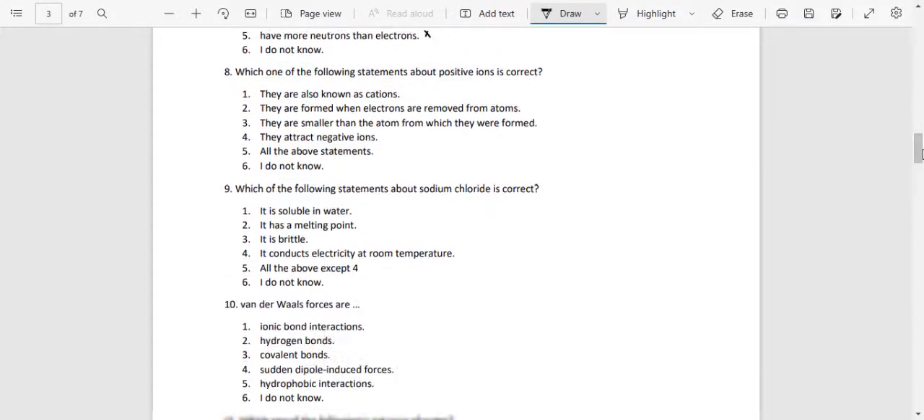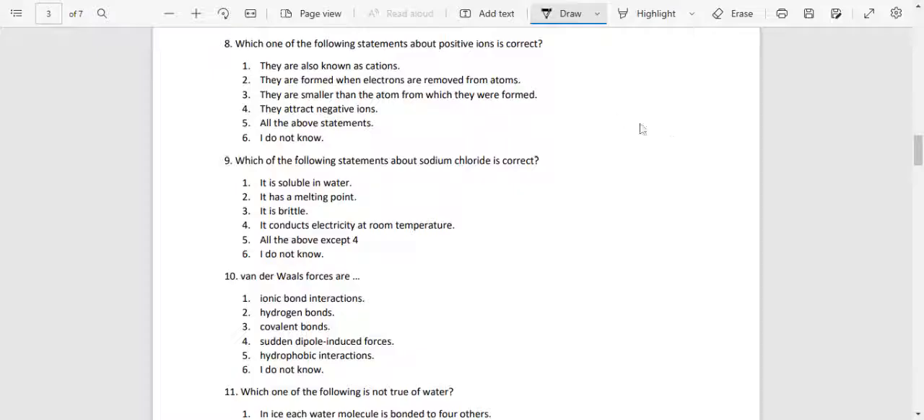So we've seen the answer there is 3. Question 8. Which of the following statements about positive ions is correct? They are also known as cations. Yes, we know positive ions are also known as cations. This is true. They are formed when electrons are removed from an atom. Yes, when an atom loses or gets some electrons removed, it is going to become positively charged. They are smaller than the atoms from which they are formed.